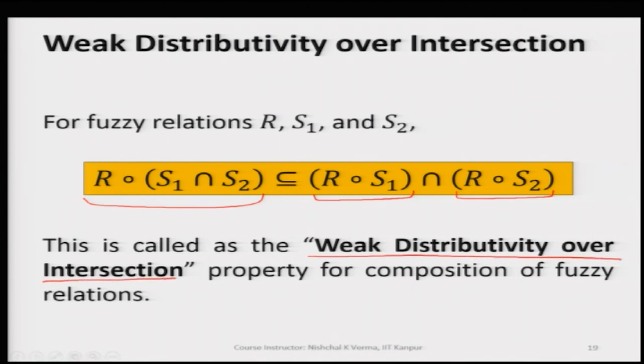So, what essentially we are doing here is that we are taking the intersection of the two compositions on the right hand side. So, we first have the composition of two fuzzy relations, meaning R composition S1 and R composition S2, and we are taking the intersection of it here. And we have then the composition of R and the intersection of S1 and S2. This is going to be a subset of the outcome of the RHS.